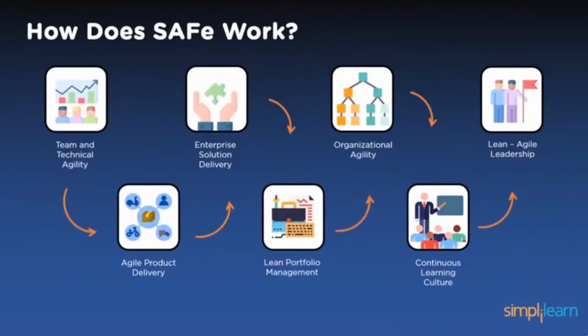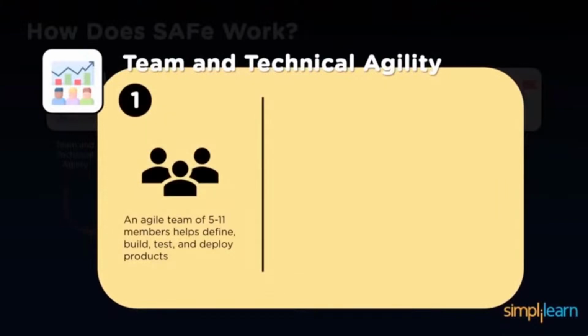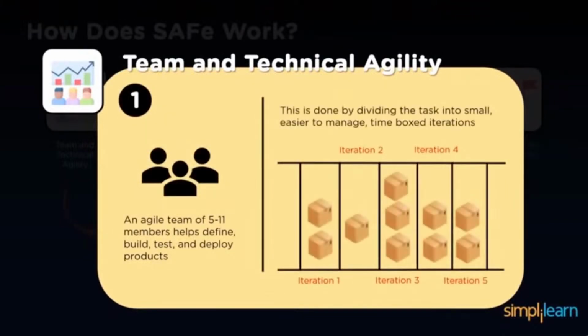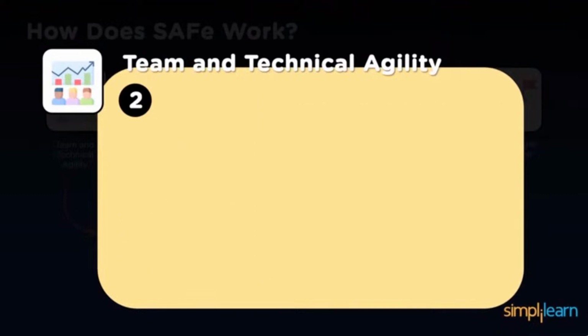Now, how does SAFE work? So SAFE, considering those competencies which we looked at, the 7 competencies. Let us see what happens in each of the competencies. How does SAFE work using these competencies? Firstly, let us look at team and technical agility, which basically involves an agile team of 5 to 11 members, which helps define, build, test and deploy products. This is done by dividing the task into small, easier to manage time-boxed iterations, right?